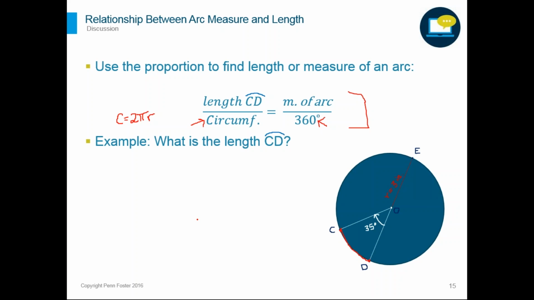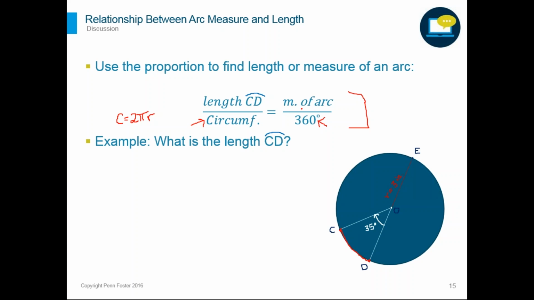So let's see what else is given. In this circle, I have the radius given. That will help me get the circumference. So the circumference is known because I know the radius. 360 is just a number I'm going to use as is. The measure of the arc. Do we know the measure of the arc? Well, they gave us the central angle measure, which is the same as the measure of the intercepted arc. So actually the measure of the arc is also 35 degrees.